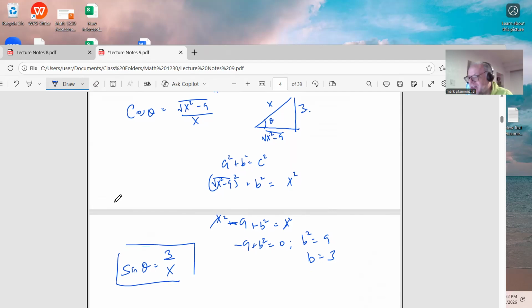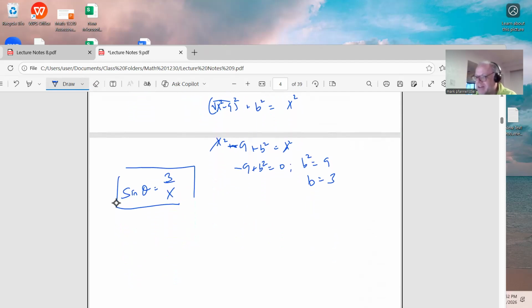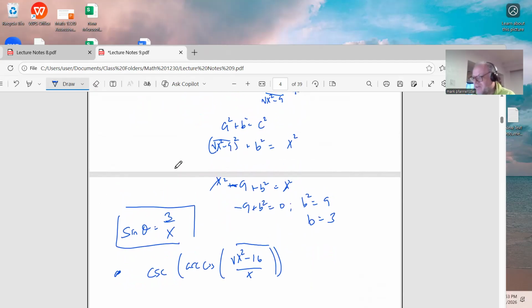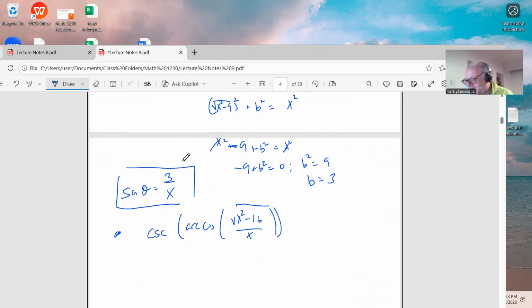Let's go ahead and do the tangent. We'll do the arctan. So we want the, what do I want to do here? Oh, there's one. Okay, let's do the cosecant of the arc cosine of the square root of x squared minus 16 all over x. So we can go ahead and figure out this thing. Again, we don't want that. We want the cosecant. Let me change my thing here because it's asking for the cosecant. Okay, we're good.